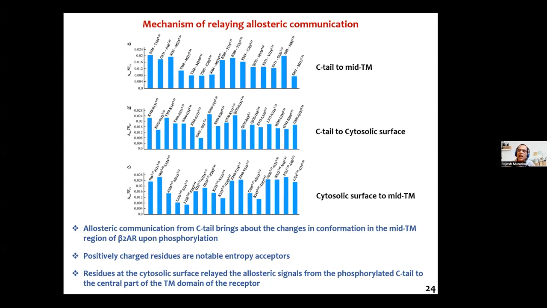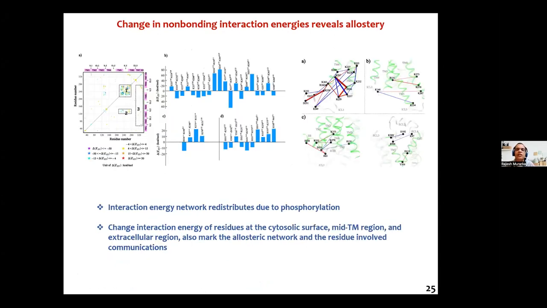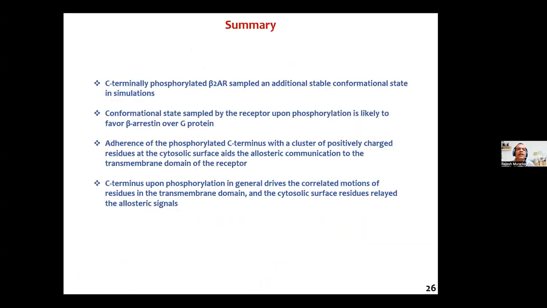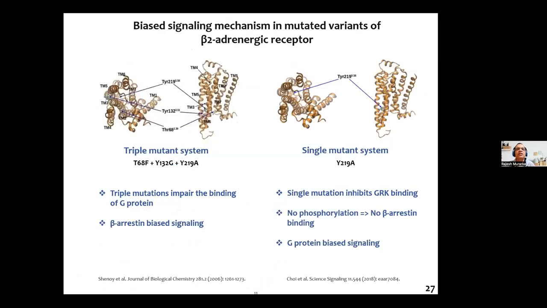So in summary, what it suggests is that the residues at the cytosolic surface relay the allosteric signal from the phosphorylated C-tail to the central part of the transmembrane domain of the receptor. That's the major outcome of our study. And we showed the redistribution of the energetic network after phosphorylation. And then finally, these are the conclusions, several of which I have already mentioned.